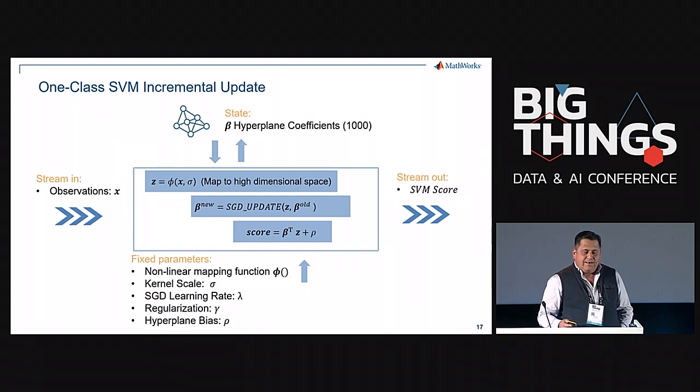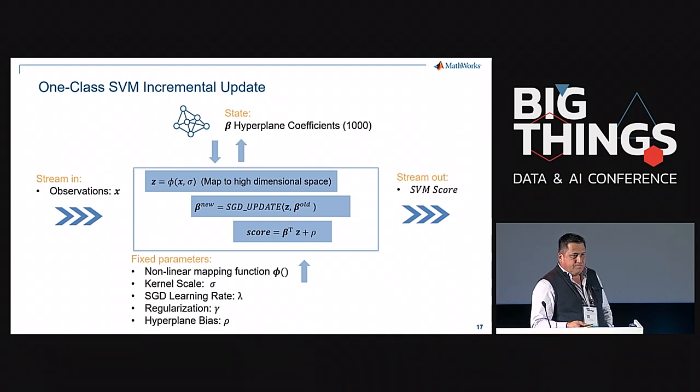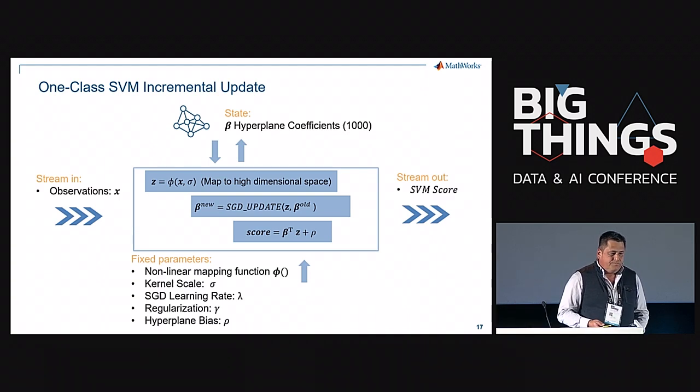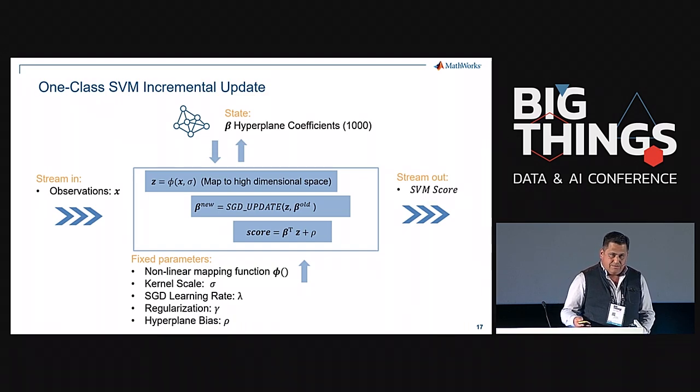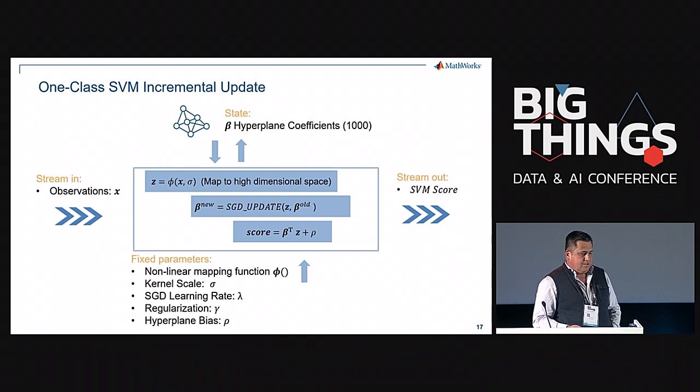This is what I'm going to hand over to Peter at the end of the day. I have a streaming function which ingests observations, and the output is an SVM score. And we need to have a state. The state in this case is going to be our model, which is just represented by, sorry, 1,000 hyperplane coefficients for my Fourier transformation.